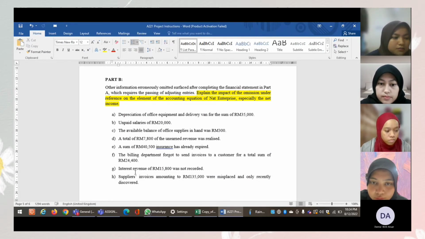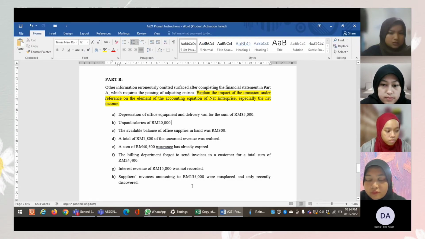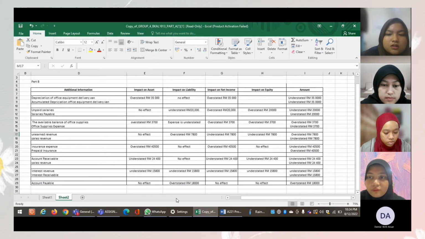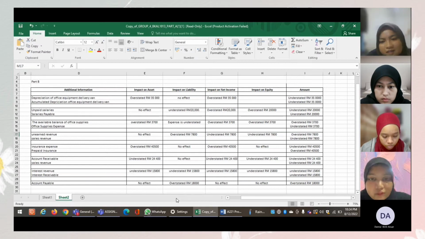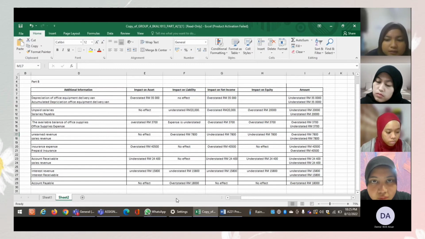Okay, next for question G, Ain. For G, interest revenue of RM15,800 was not recorded. So since it was not recorded, it will be interest receivable. For impact on asset, interest revenue and interest receivable will be understated RM15,800, and for liability, understated, and same as well net income, understated, and equity also understated, and for the amount, it will be understated. Interest both is the same, so both will be RM15,800.